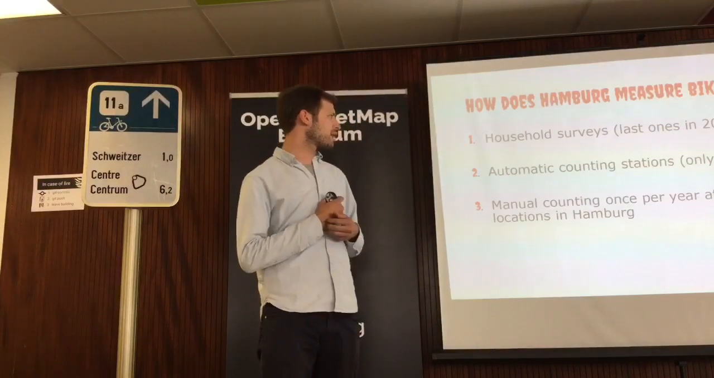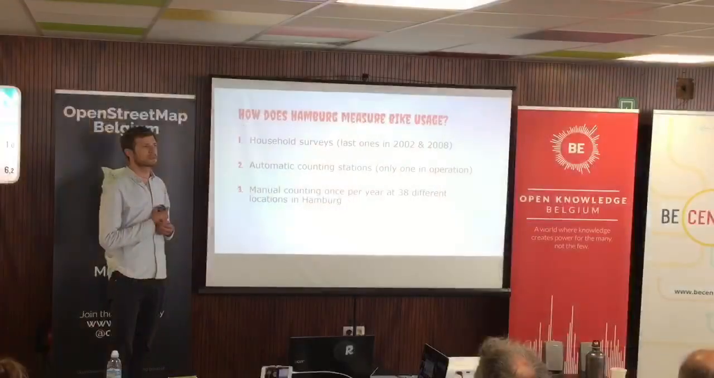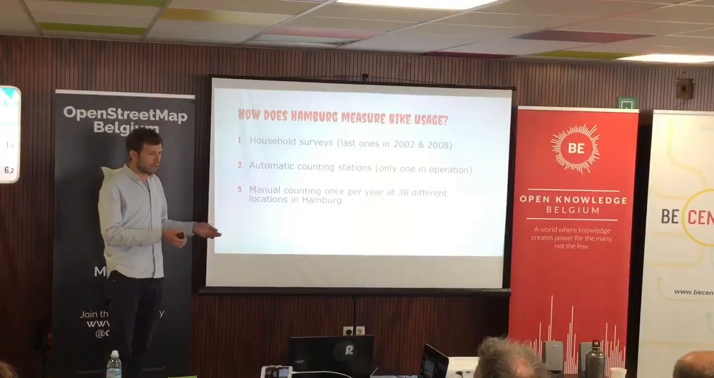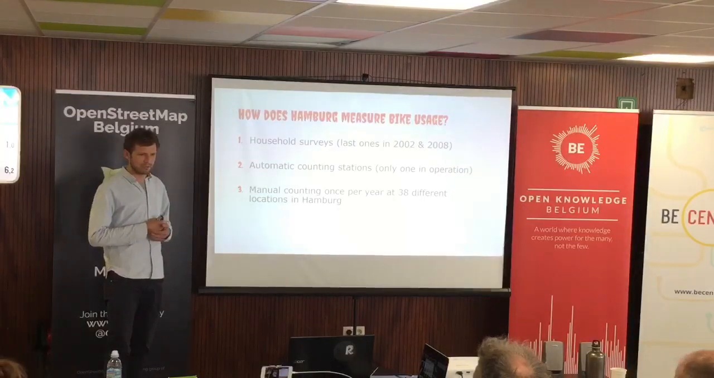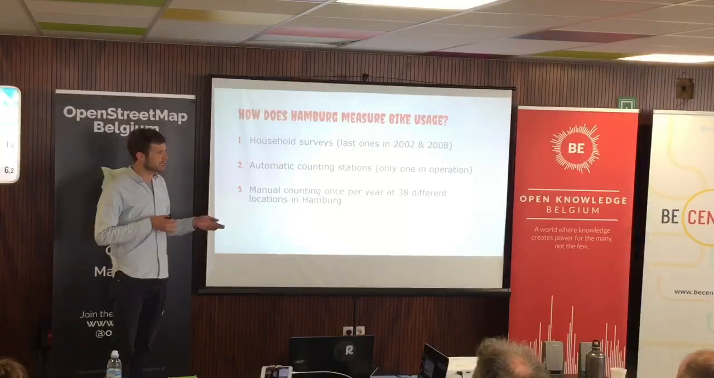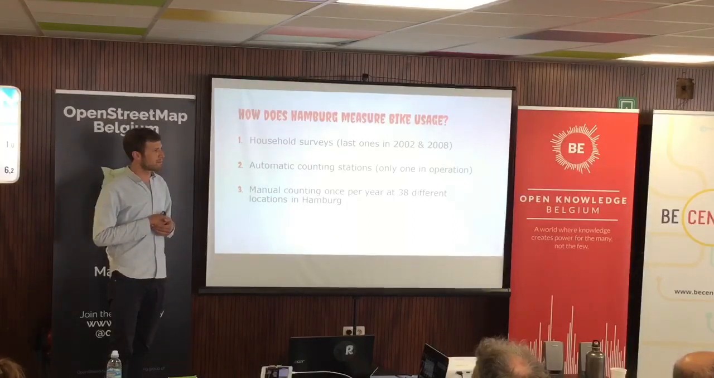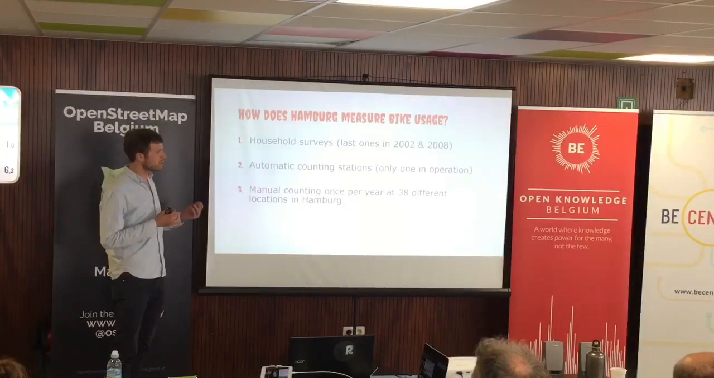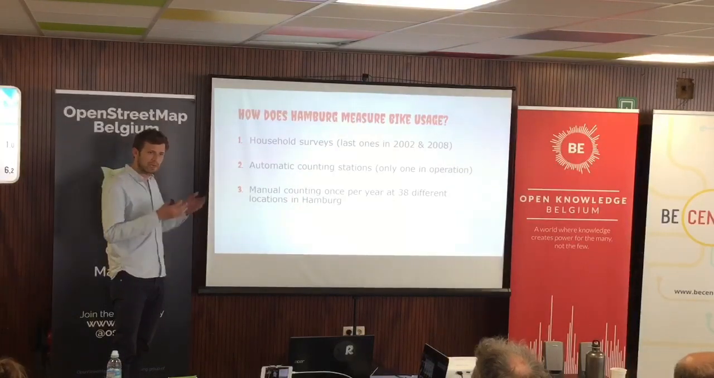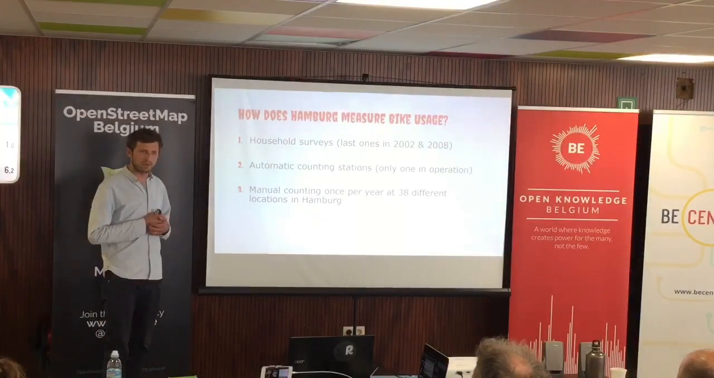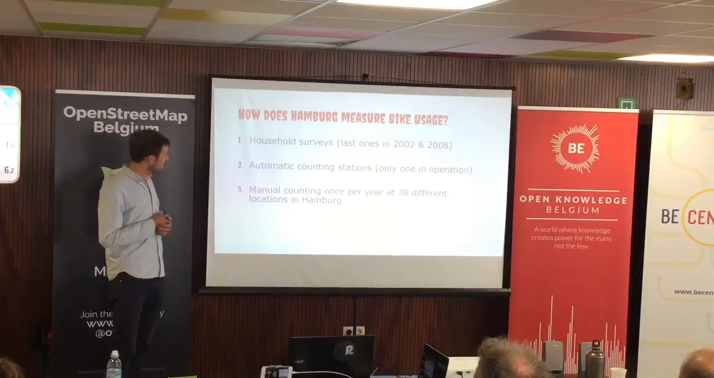They do manual counting once per year at 38 different locations in Hamburg, which means people go out every year at 38 different locations in Hamburg and just measure how many people, how many bikes are passing by. So this is really the only data we got. This is the data used to plan all the infrastructure about bike usage in Hamburg.